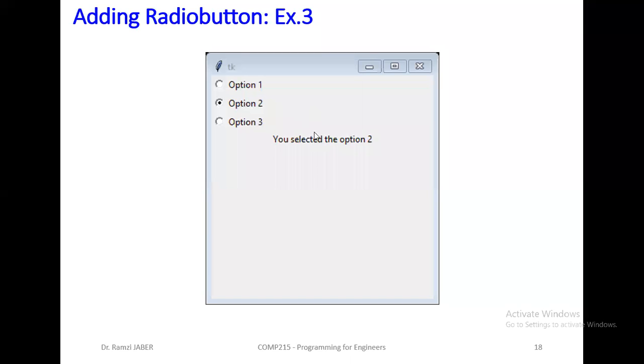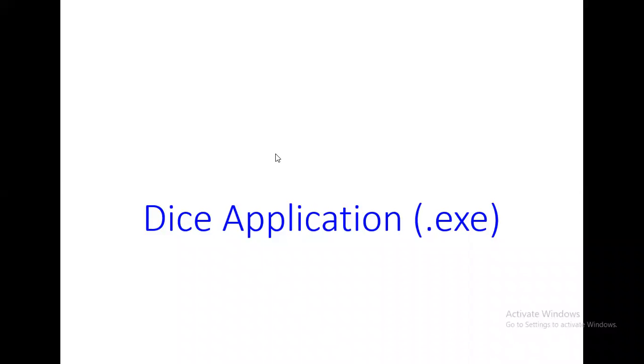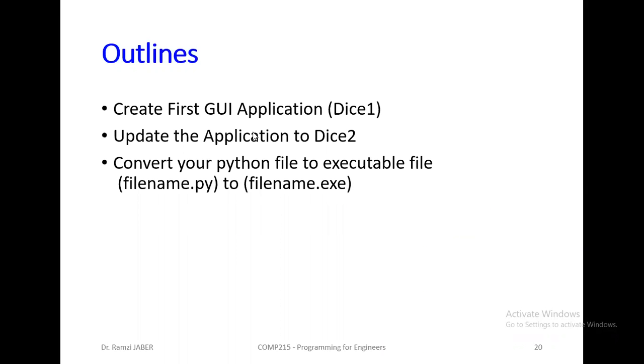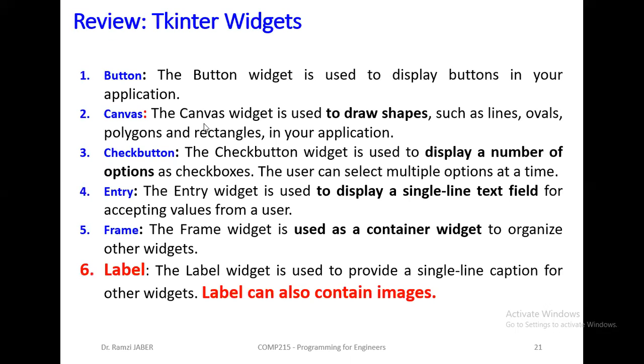Now, the first real application, big application or small application, the dice application, .exe. I want to convert it to an executable file, .exe. First, we create the GUI application dice one, then update the application to another code, dice two, then we'll convert it from Python to an executable file. So first, we'll use a label. This label can also contain images.